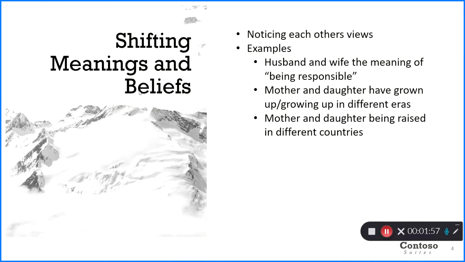Shifting meanings and beliefs. In all the videos of collaborative therapy, the therapist tries to help each client see the other's point of view and even the different meanings they have for the same word. For example, the first video is about a husband and wife who are suffering with money issues. The husband's main issue is that rent's due within a week and that they only have $40 in their account.